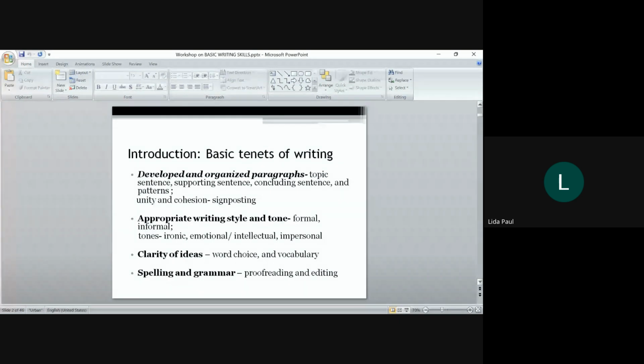Okay. I think Snehanshu, right? You're asking about the difference between descriptive and narrative writing. Yes, this is the basic difference.